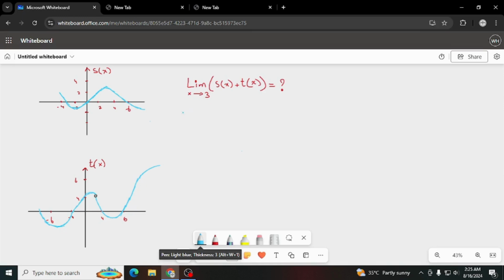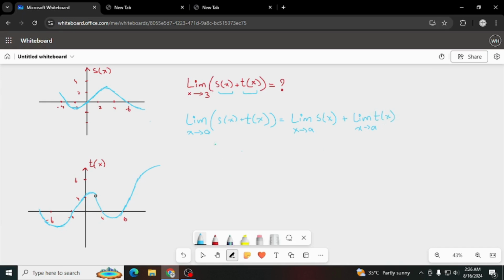In a previous video on properties, which you should check out if you haven't watched it, we saw that the limit as x approaches a number a of two functions being added together, s of x plus t of x, is just equal to the limit as x approaches a of s of x plus the limit as x approaches a of t of x.